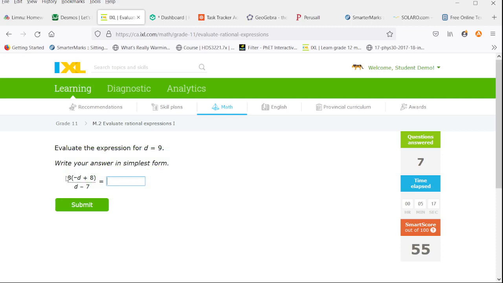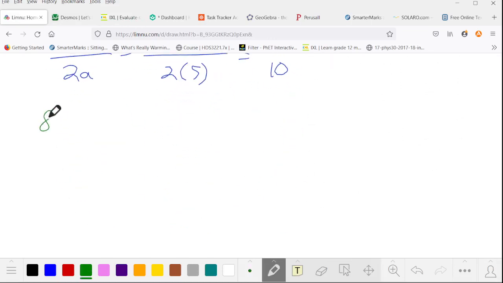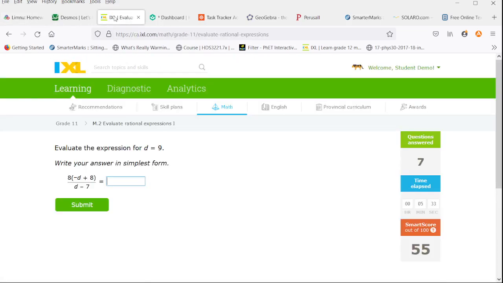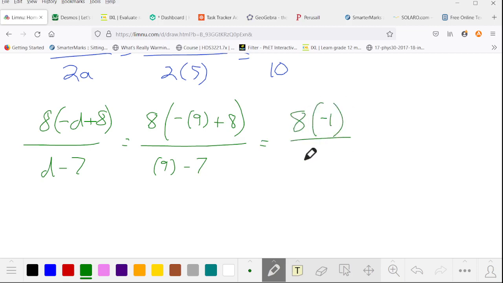So now we want 8, and then in brackets a negative d plus 8 over d minus 7. So we have 8 times negative d plus 8 over d minus 7. And we want that for d equals 9. So we're going to have some nested brackets here. I tried to draw them in different sizes so it's always clear which are inside and which are outside. So we have 8 times a negative 1 over 2. So a negative 8 over 2 is a negative 4.